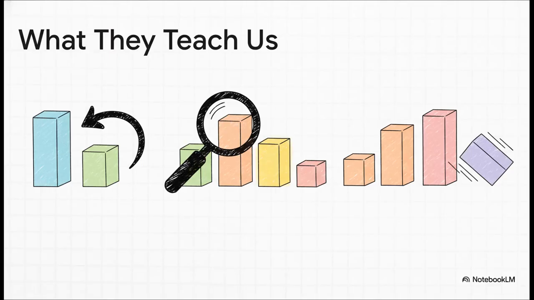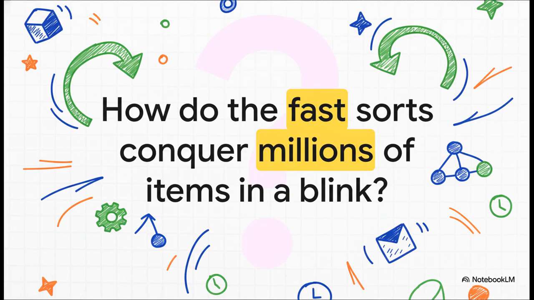So you might be thinking, if they're so slow, why on earth do we even learn them? Well, it's because they are incredible teaching tools. Bubble sort teaches you the fundamental concept of swapping. Selection sort shows you a classic programming pattern of finding a minimum. And insertion sort demonstrates how you can build up a solution piece by piece. They are the perfect building blocks for understanding more complex ideas, but you would just never, ever use them in a real-world application.